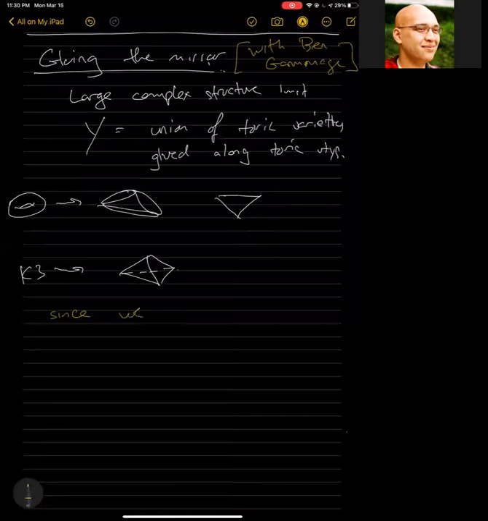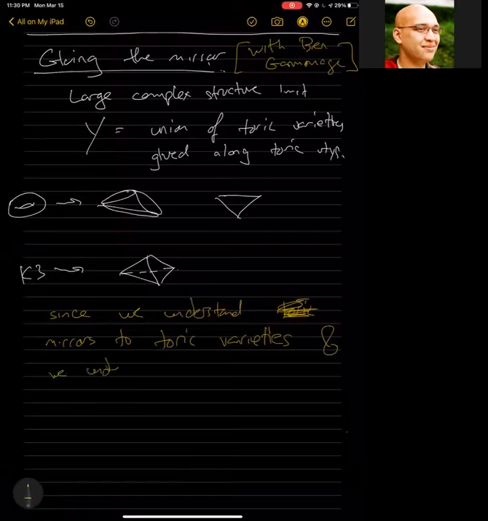And so since we understand toric varieties, that somehow mirrors to toric varieties, and we understand the mirror to gluing algebraic varieties, gluing along toric varieties. Well, we can just glue the mirror. We glue the mirror.